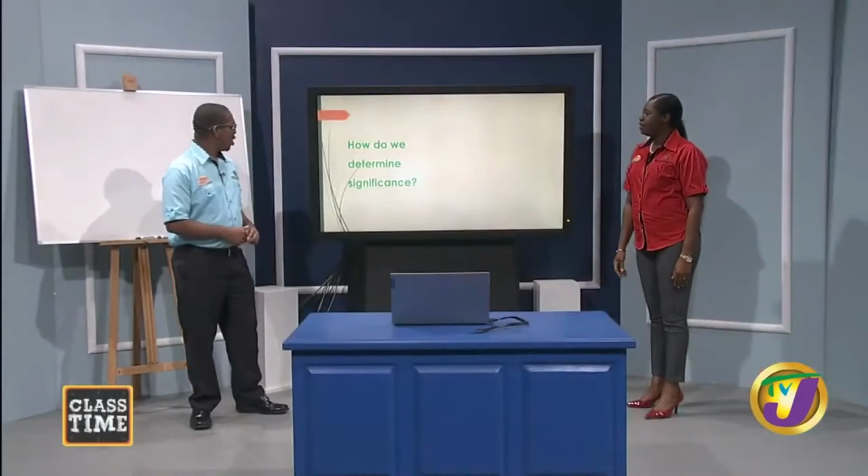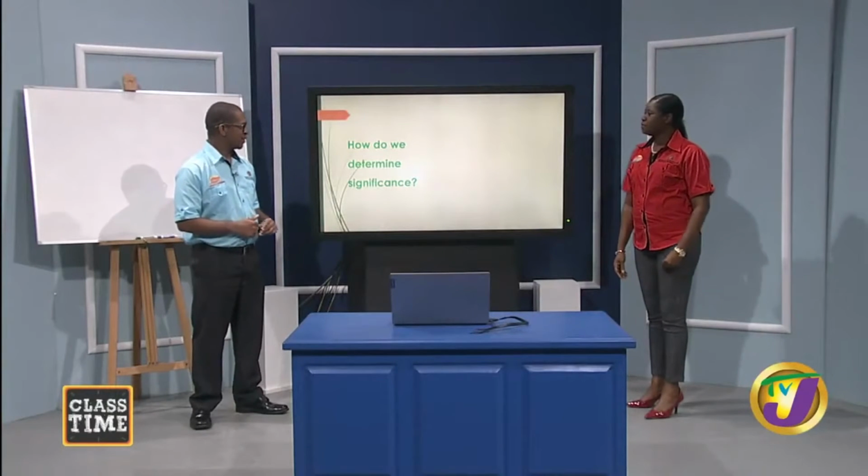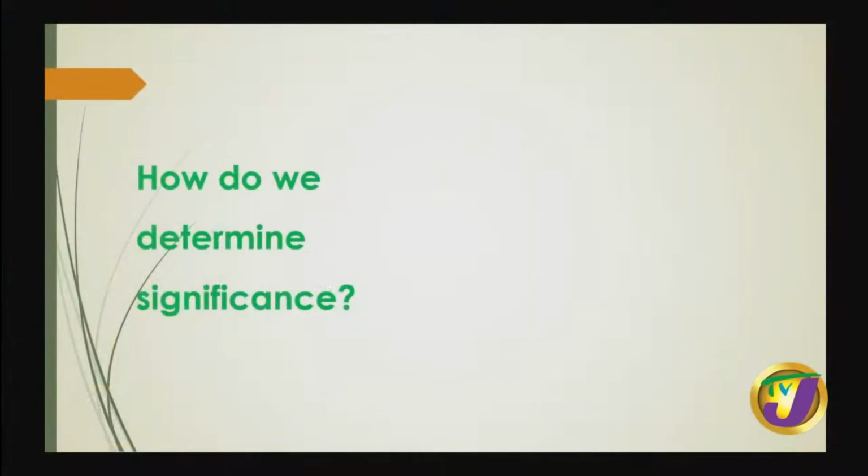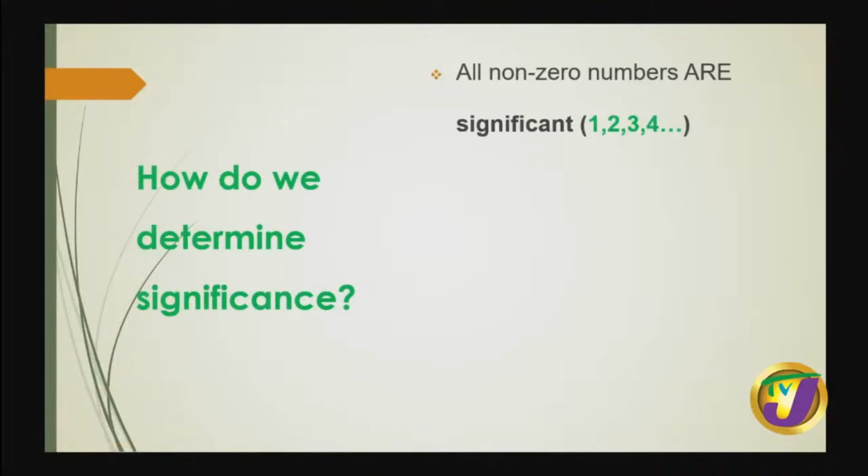So how do we determine significance? We know all non-zero digits are going to be significant. So that falls into 1, 2, 3, 4, and so on. So numbers that are not zero. Digits that are not zero, okay.